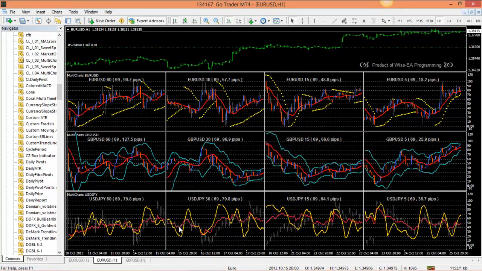RSI by default is pink, stochastic is yellow. So these are just two indicators joined in this one window, and these are the real readings. There's no need for scaling because their readings are between 0 and 100 again. But in this case, the price chart displayed was scaled to this. I think I've explained this clearly already.